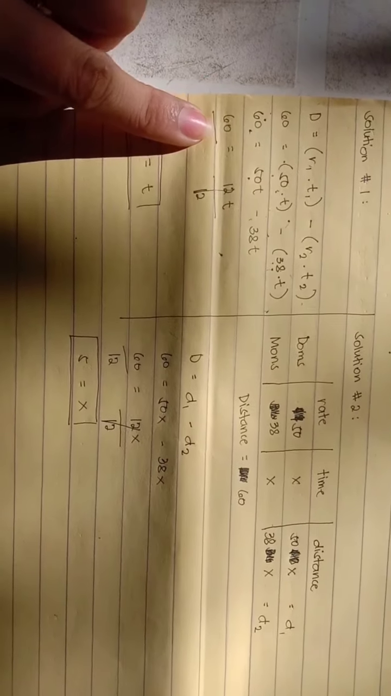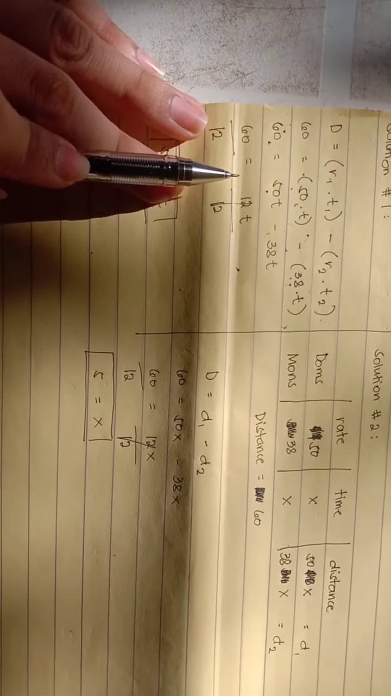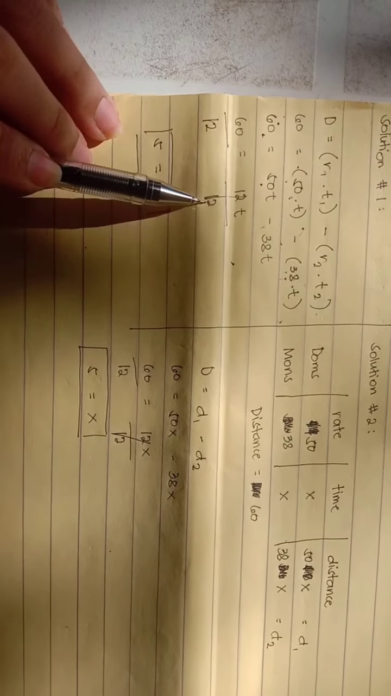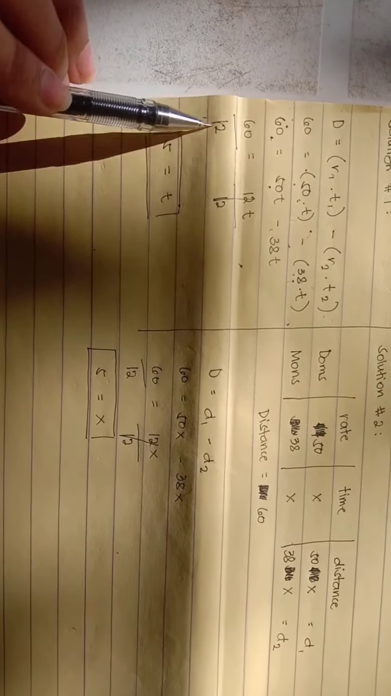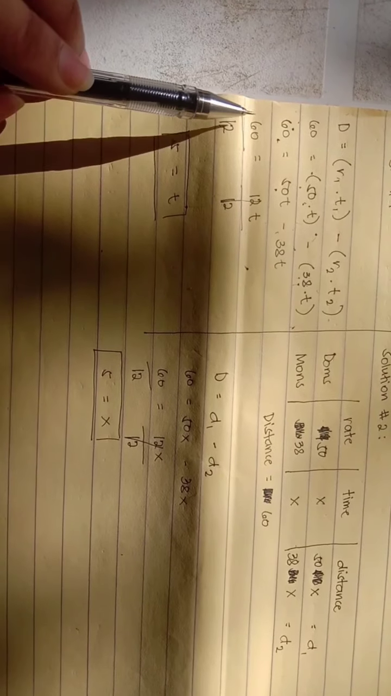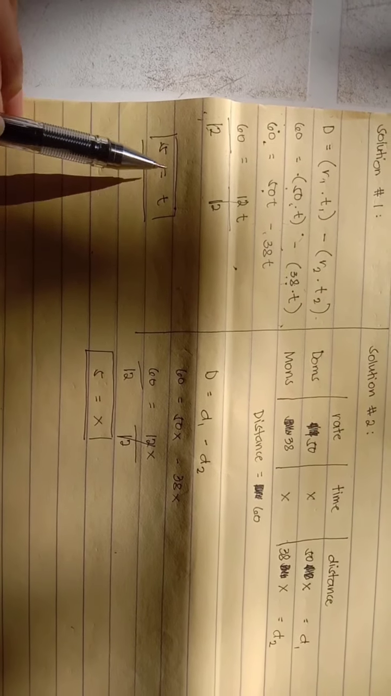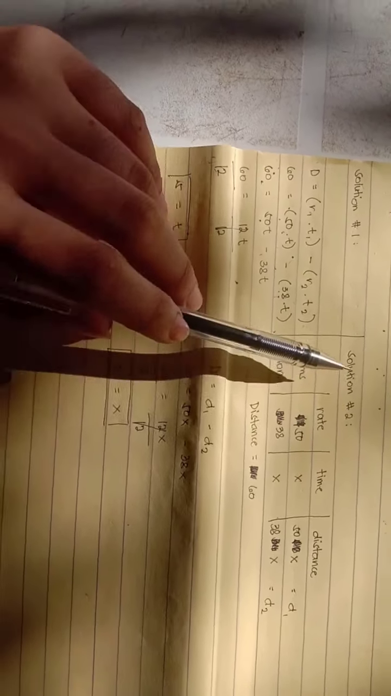Okay. 60, bring down ulit ang 60. And then, equals 50 minus 38T equals 12T over 12. Cross that out. And then, over 12 din ang 60. So, our T is 5. 60 divided by 12 is 5. Okay. So, solution number 2.